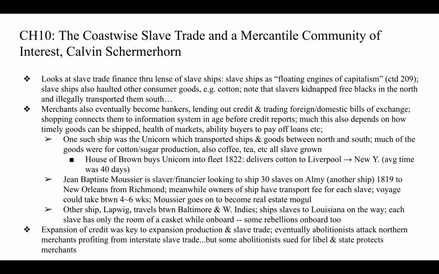In Chapter 10, The Coastwise Slave Trade and a Mercantile Community of Interest, Calvin Schermerhorn looks at slave trade finance through the lens of slave ships, which he calls floating engines of capitalism. Actually, sorry, he's citing someone else, but basically that's what he calls them. Slave ships also hauled other consumer goods, such as cotton, and slavers would kidnap free Blacks in the North and illegally transport them south as well.